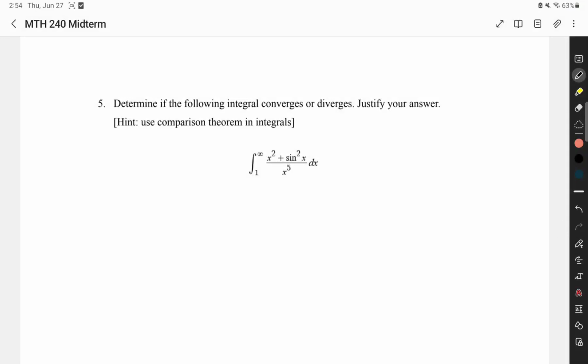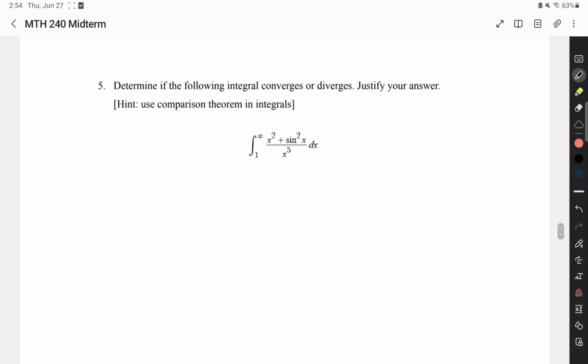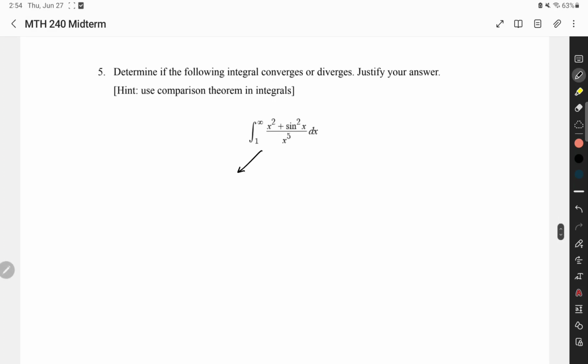So now we have question number 5, and it says determine if the following integral converges or diverges. Justify your answer, and we have a hint. It says use the comparison theorem for integrals. So yeah, we're going to use the comparison theorem, and first of all, let's go ahead and write our function.